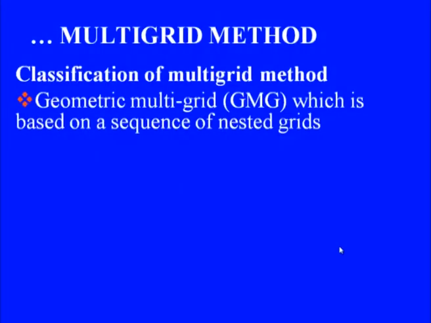We can classify our strategy into two types. The first one is what we call geometric multigrid, and very often in literature you will come across the acronym GMG, all capitals. Geometric multigrid is based on a sequence of nested grids. The reason we have used the word geometric is that geometrically we will actually obtain a sequence of physical grids using a grid generator, and that set of nested grids would be used in our solution process.